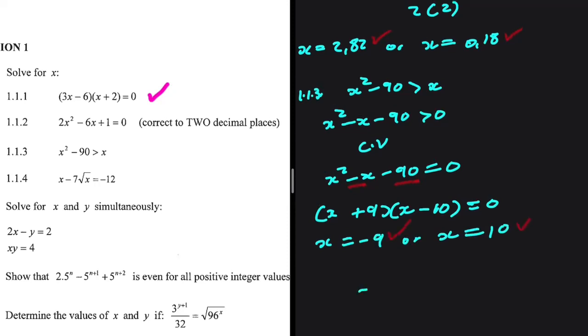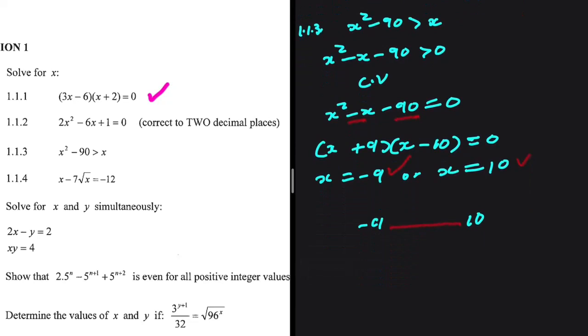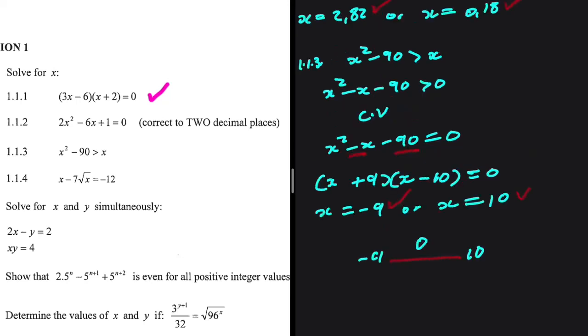There's one thing we need to figure out. Our critical values are minus 9 and 10. We need to see if our answer lies between minus 9 and 10 or outside of that range. So let's go ahead and find out. What we can do is substitute 0 because it is a number between minus 9 and 10. If x squared minus 90 is greater than x is satisfied when we substitute 0, that means that all our answers lie between minus 9 and 10. But if our inequality is not satisfied, then it will tell us that our answer does not lie between minus 9 and 10. We need x to be less than minus 9 and x to be greater than 10.